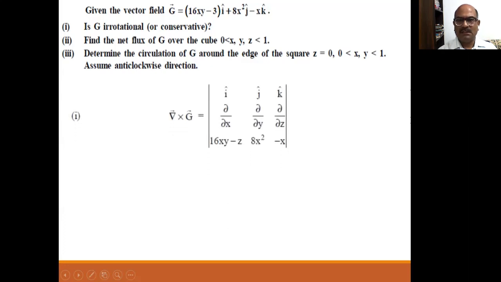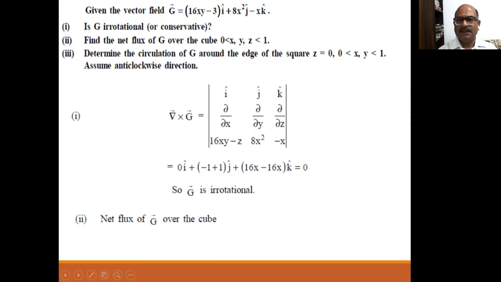So if we see all these things, first it is asking whether G is rotational or not. To find the rotationality of any vector field, we need to find the curl of that vector. So we put the values accordingly into the equation of the curl and solve it. It comes to 0. If the curl is 0, we can easily make out that G is irrotational. It is not rotating or cannot be rotating.